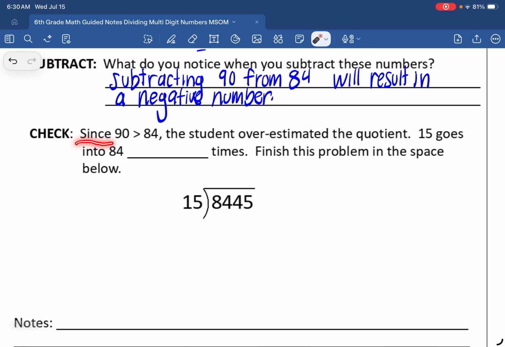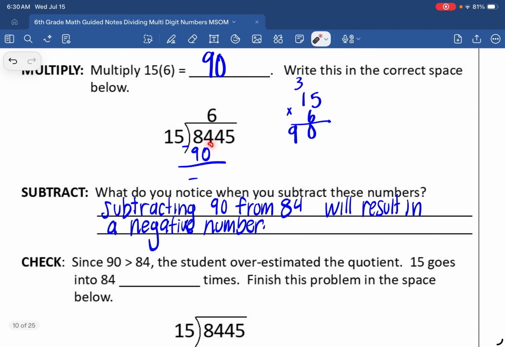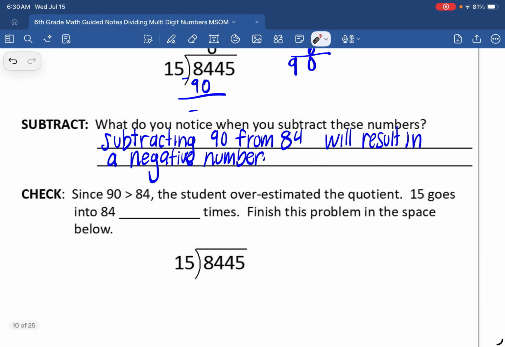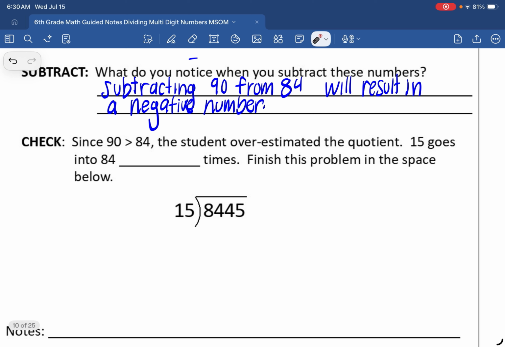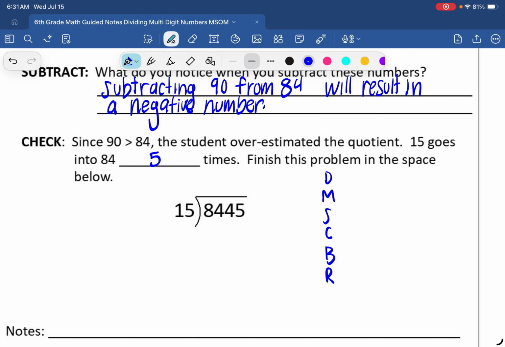Check. Since 90 is greater than 84, right here, 90 is greater than 84, the student overestimated the quotient. 15 goes into 84, so let's try 5 times. Finish this problem in the space below. I'm going to jot down my algorithm here. So we overestimated with 6, so let's try 5.